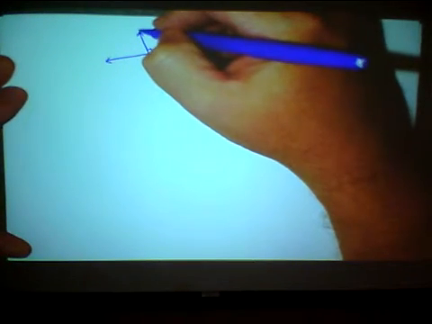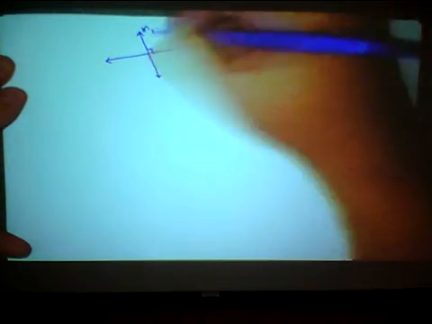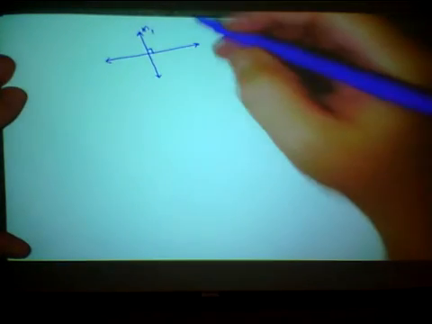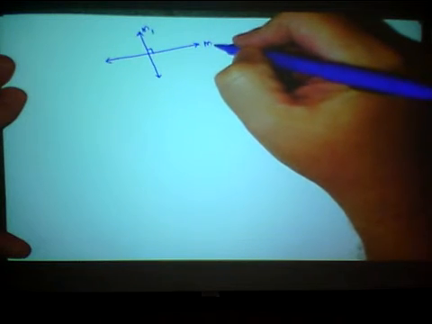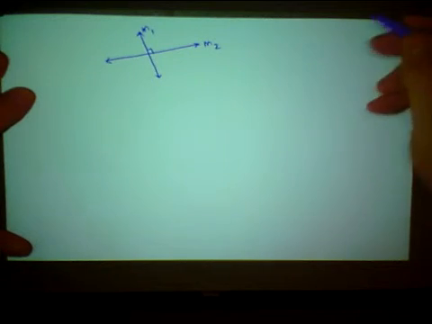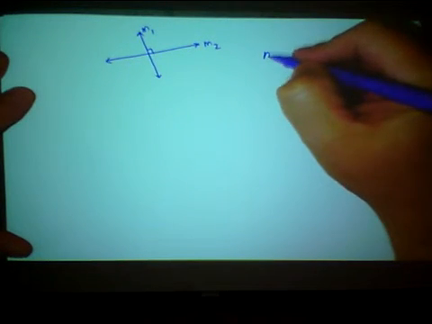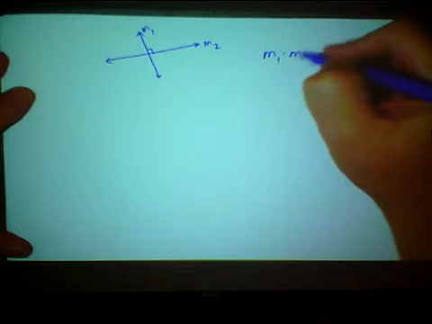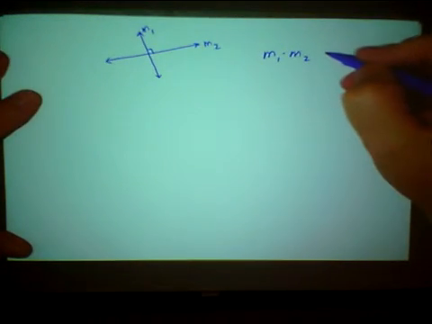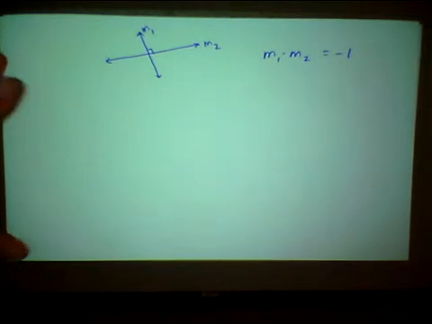And here's the special relationship about perpendicular lines. If I call this line 1, the slope of that line is M1, and the slope of this second line is M2. If two lines are perpendicular, then we have this special property: if you multiply the slopes of two perpendicular lines, it equals -1. So, that's an interesting property that we're going to use in a minute.